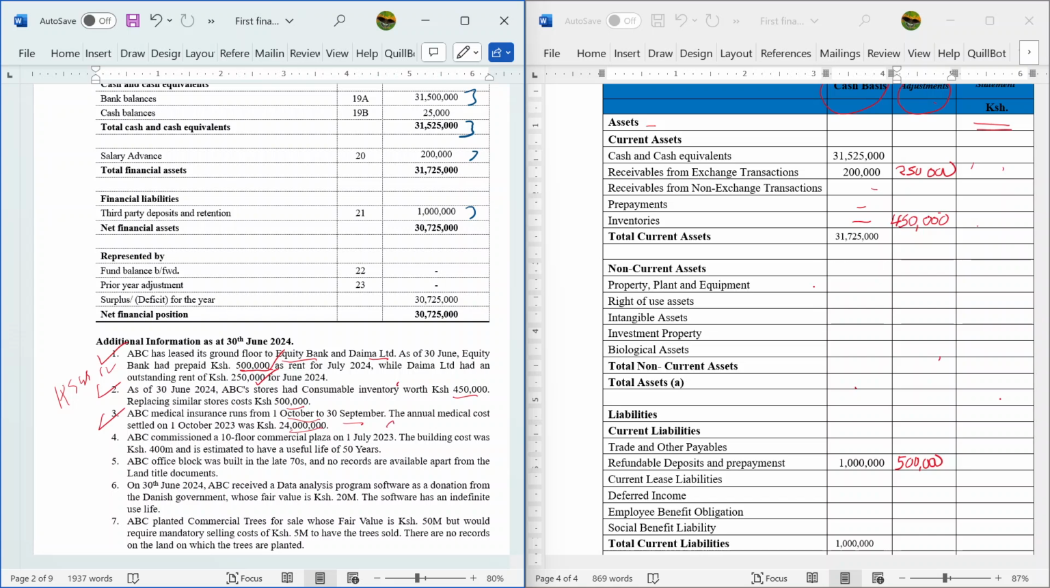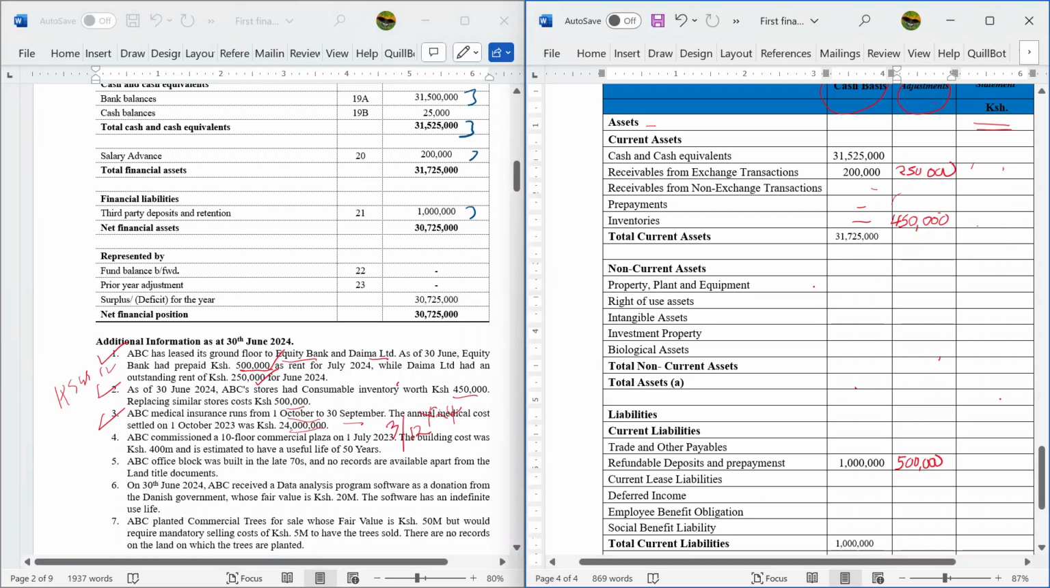So if you say 3 out of 12 times 24 million, that amount is 6 million, which is a prepayment, and also an asset. So that is 6 million. This is not a liability. The equity one was a liability because someone prepaid you. This one, it is you who made the prepayment.